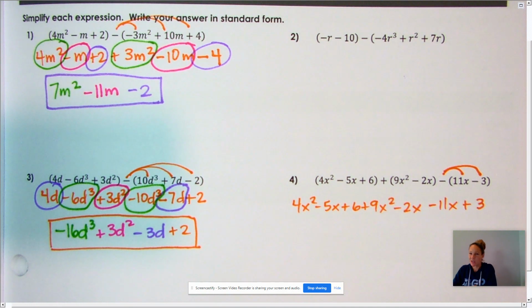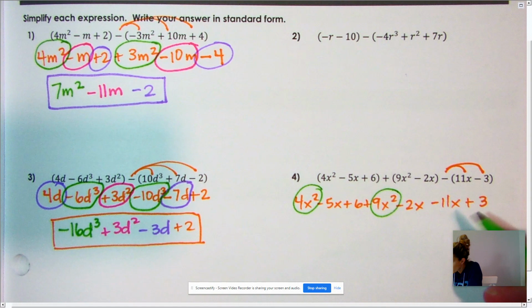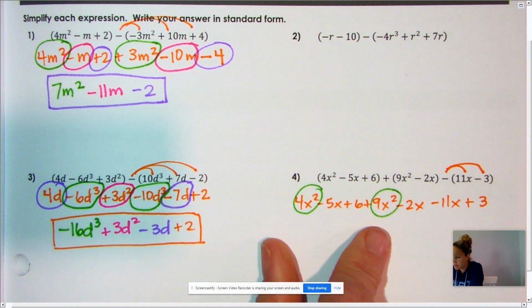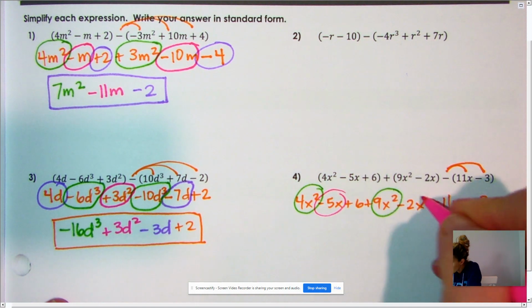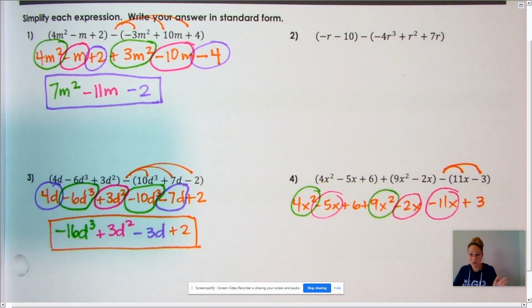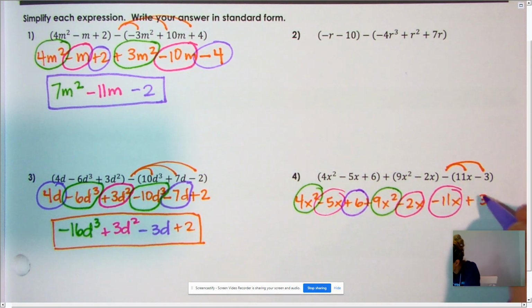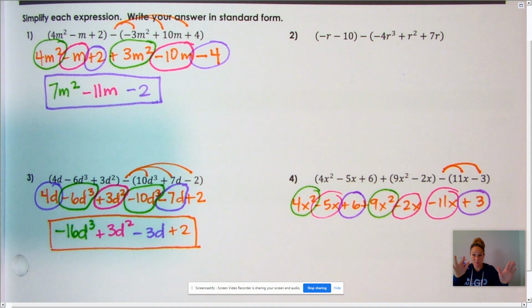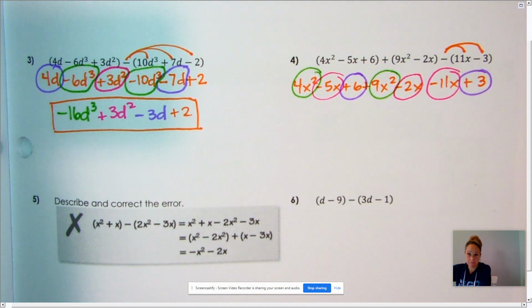Then you guys are going to go through and say, okay, here's a squared, and you're going to put them together. Then you're going to say, oh, here's a regular x, here's a regular x, here's a regular x, you're going to put them all together. Then you're going to say, well, here's a constant and here's a constant, and you're going to put them together. Okay, finish it up on your own and then come on over with me to question number 5.